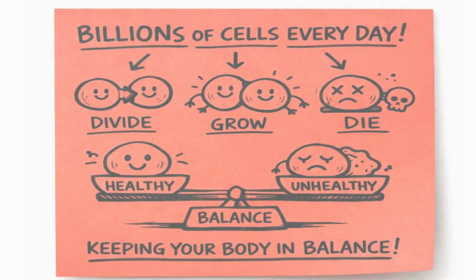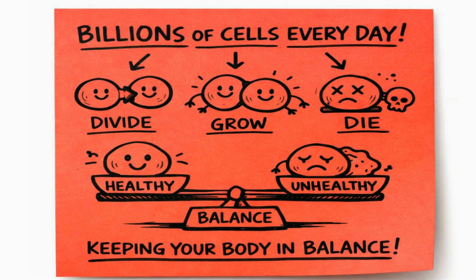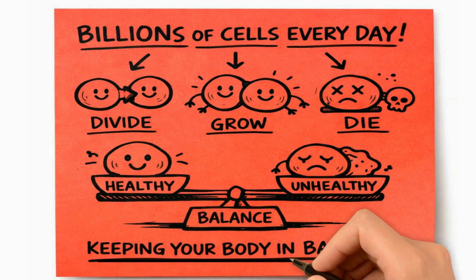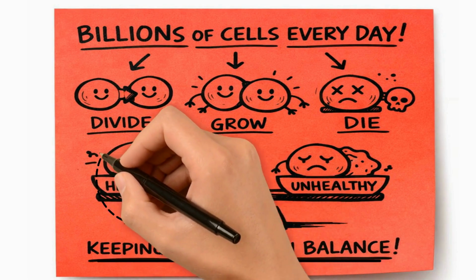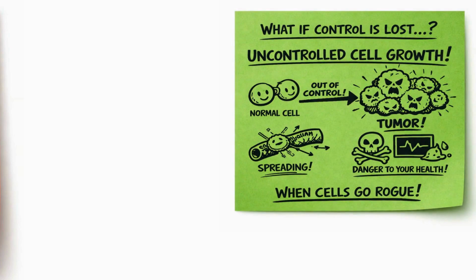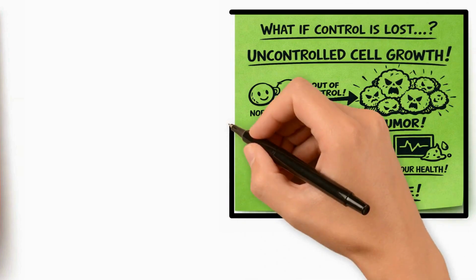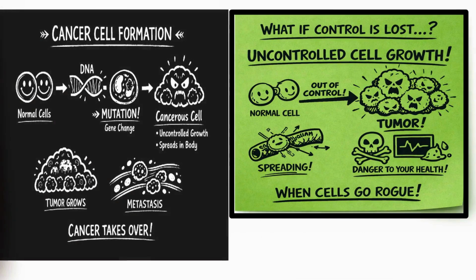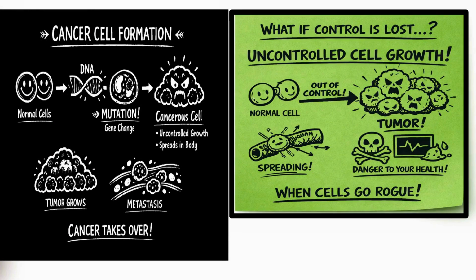Every day, billions of cells in your body divide, grow, and die in a perfectly controlled way. This balance keeps your body healthy and functioning. But what happens if this control is lost? What if some cells stop following the rules and begin to grow uncontrollably? This is how cancer begins. So what actually happens when cells become cancerous?